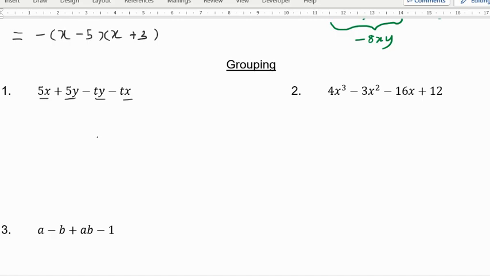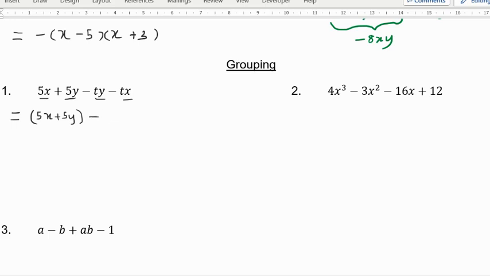Now with grouping, sometimes you have to group the first 2 terms together. Sometimes you have to group the first and the third together. So you're going to have to play around with it and get used to it and get confident so that you can spot which ones you're supposed to put together a lot faster. Okay, I'm going to put the first 2 together. And if it doesn't work, we'll just try something else. Why am I putting the first 2 together? Because they've got a common factor of 5.